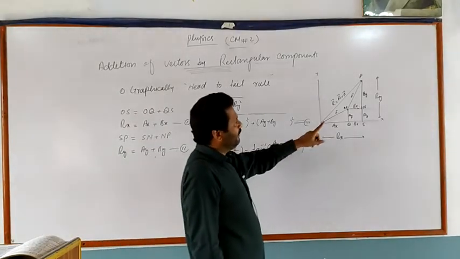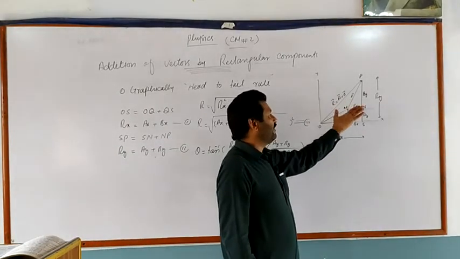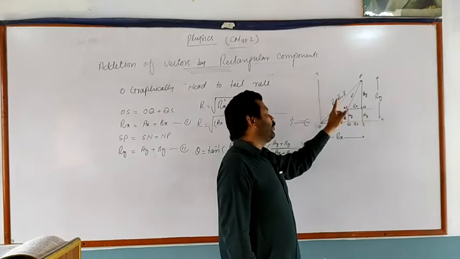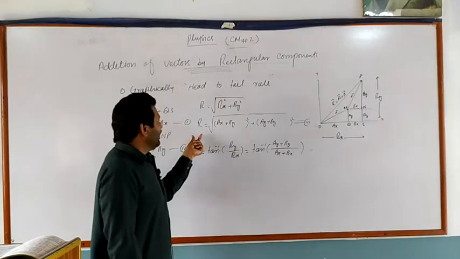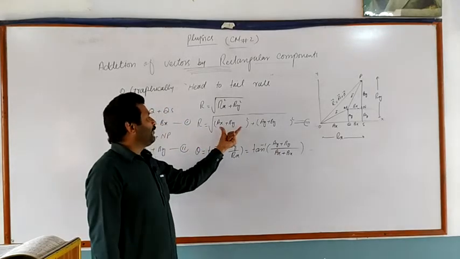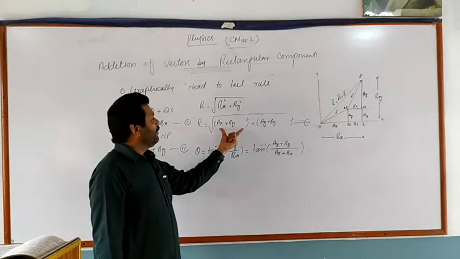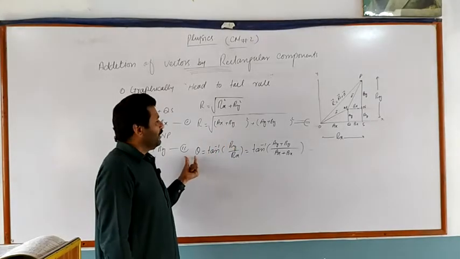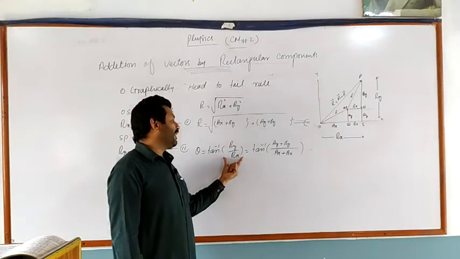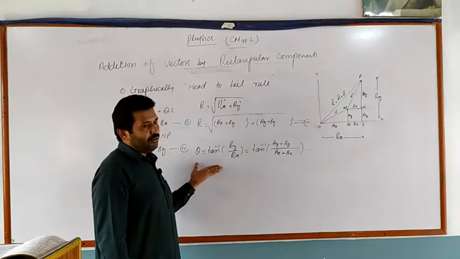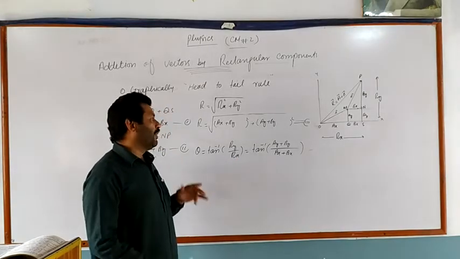Suppose we have two vectors, A and B. First of all, we add them by the head to tail rule and the resultant vector R is obtained. The resultant vector in magnitude form from its two rectangular components will be found by this formula. The direction of this resultant vector R from its two rectangular components can be calculated from this formula.